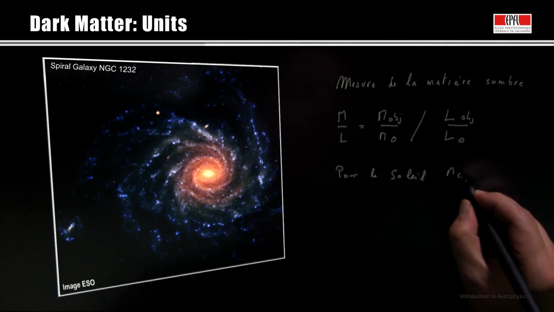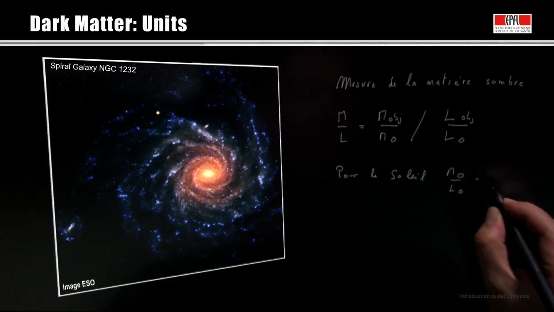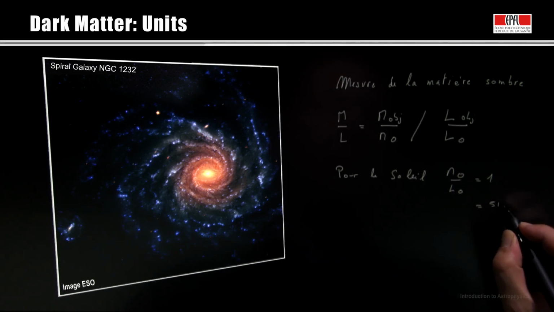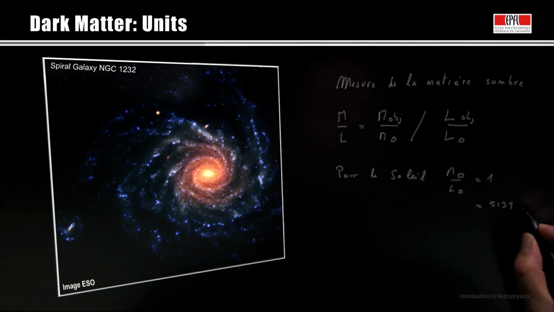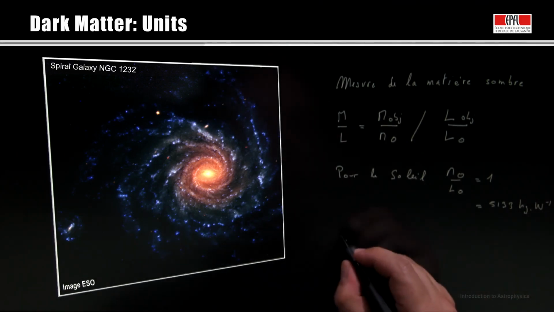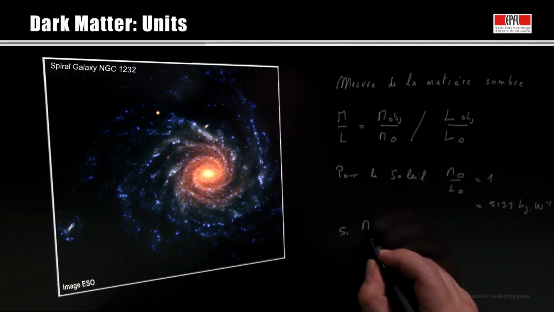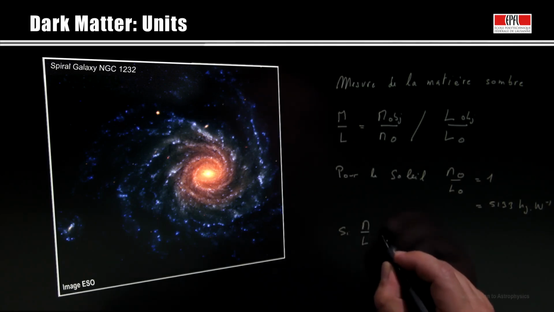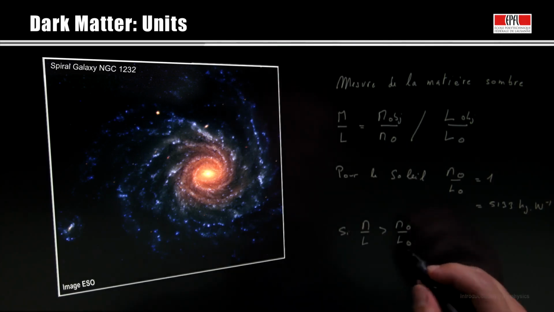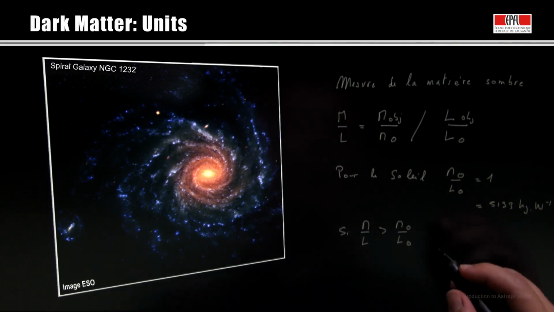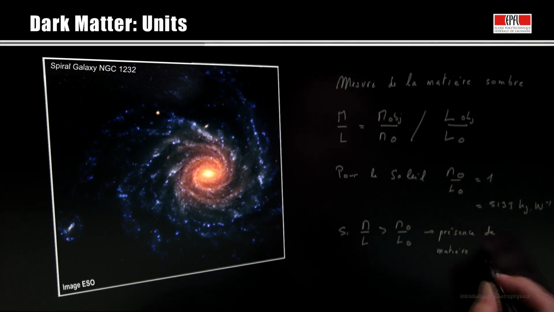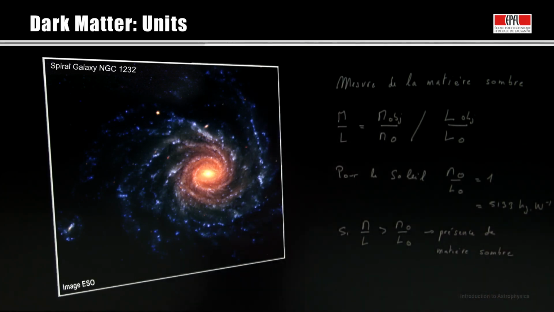Now, for the Sun, in solar units, M divided by L equals 1. And in physical units, M divided by L equals 5,133 kilogram per watt. This means that if M divided by L of an object is larger than M divided by L of the Sun, it can potentially contain dark matter, so matter that emits less light than the Sun does. In this way, dark matter is measured.